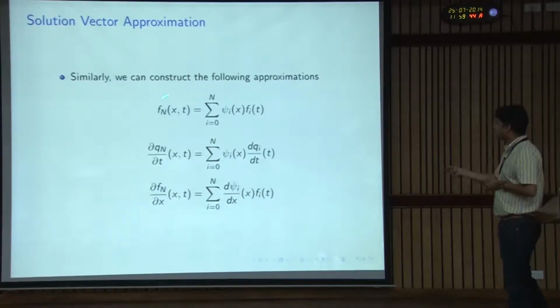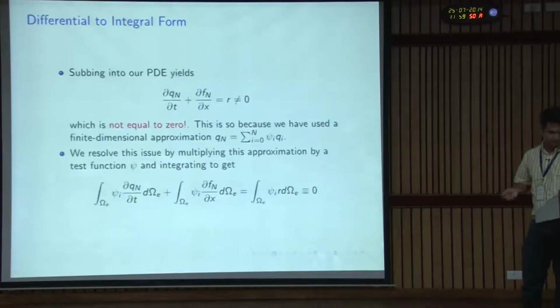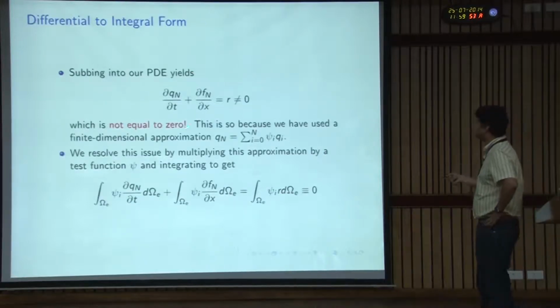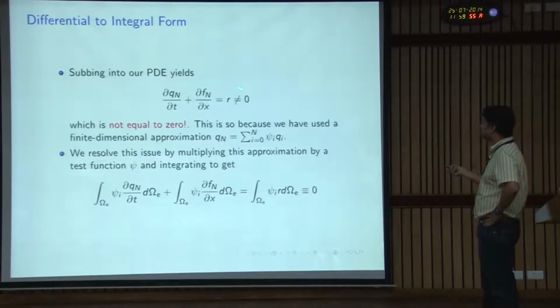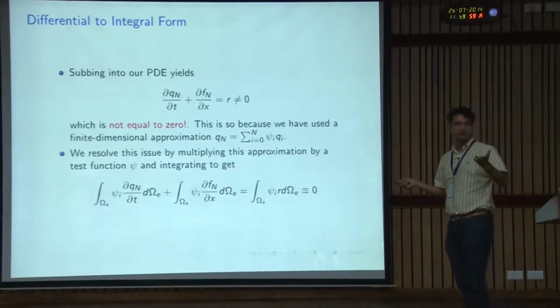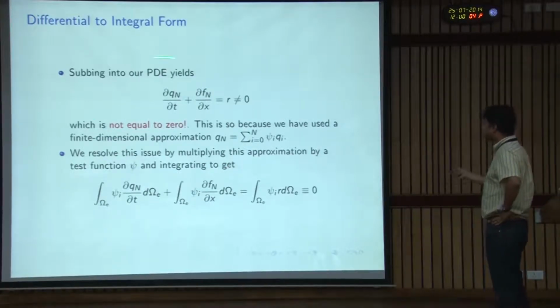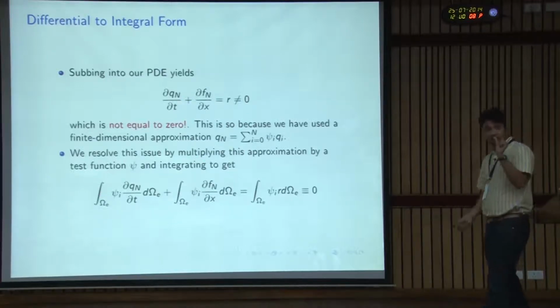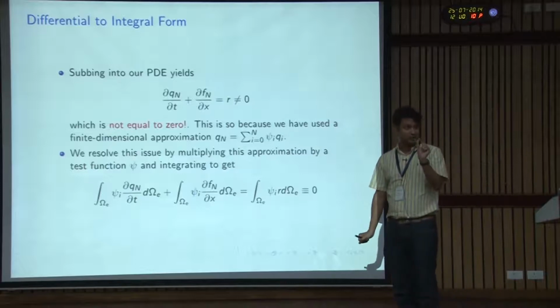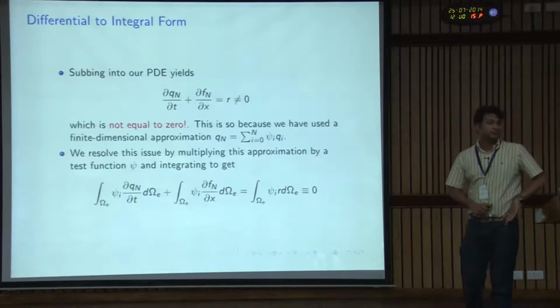Obviously, we then construct the following approximations for the different terms in the canonical equation, and we substitute them into our PDE. Now, when we substitute into our PDE, there is a residual. This is not exactly 0 because we are doing an approximation at this point. To resolve this residual, we integrate it over a small computational element, and we drive that integral to 0.